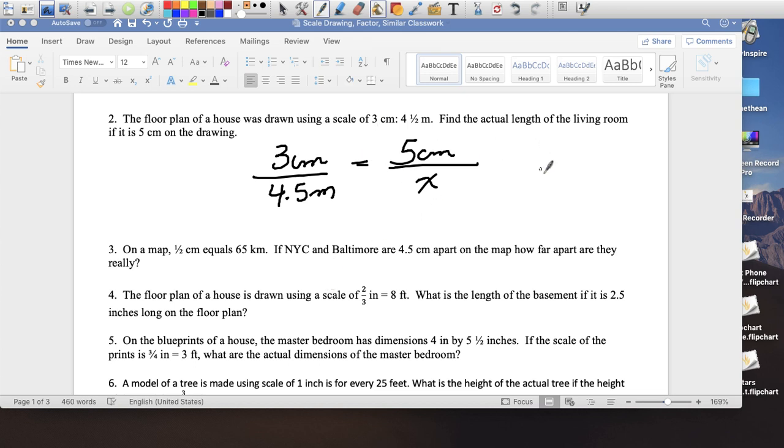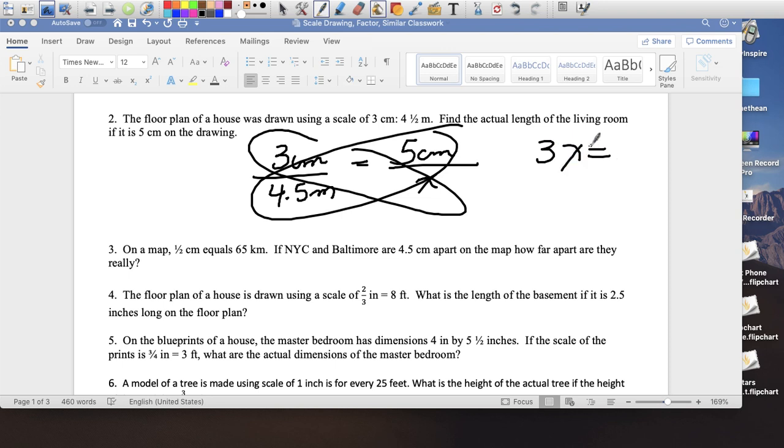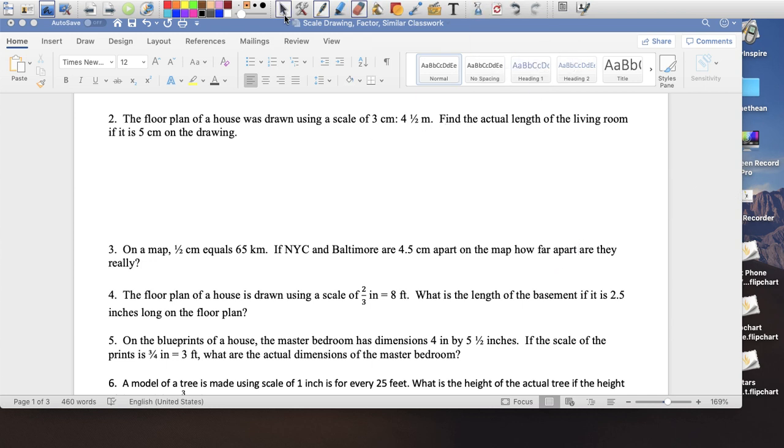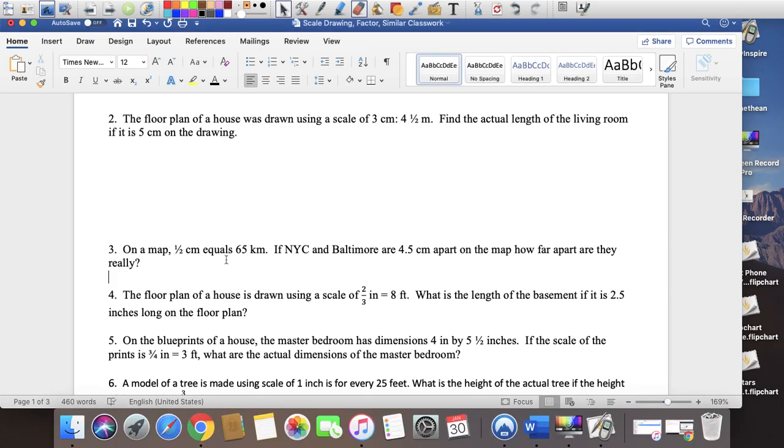So we cross multiply: 3x, etc. If you cross multiply these two and these two, we get 3x equals 4.5 times 5, which is going to give us 22.5. And then we have to divide both sides by 3. And x equals 7.5, 7.5 meters. Okay, for the length of that living room.